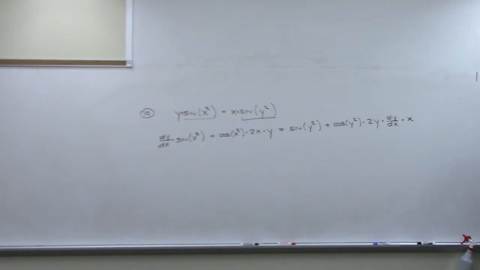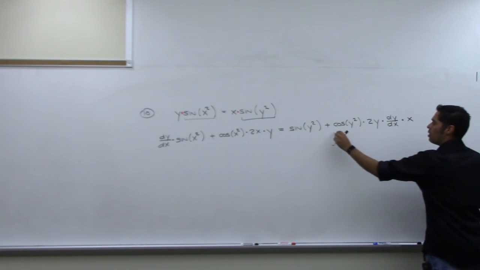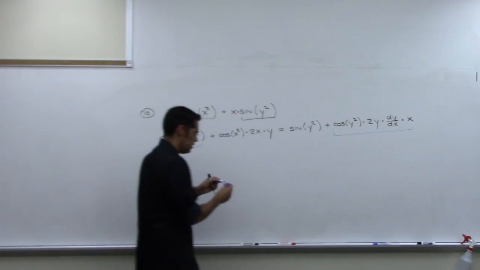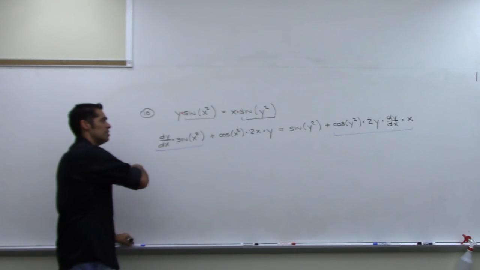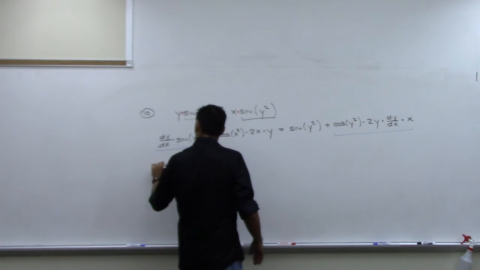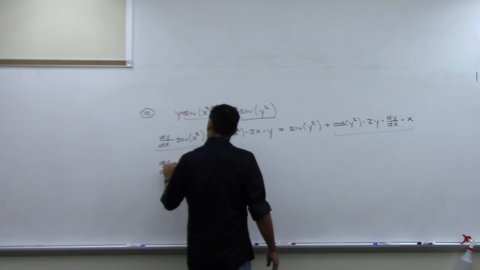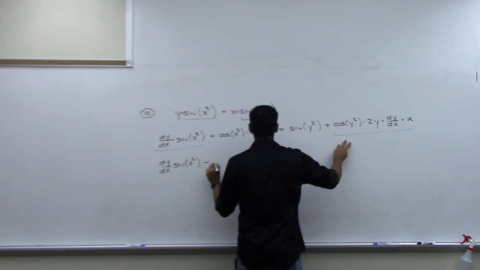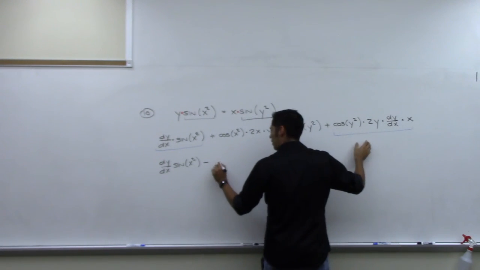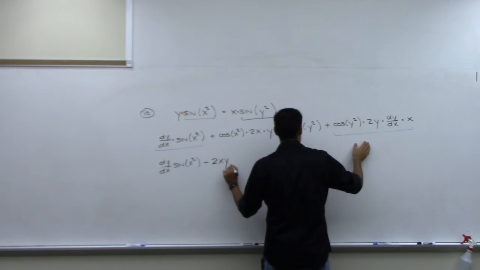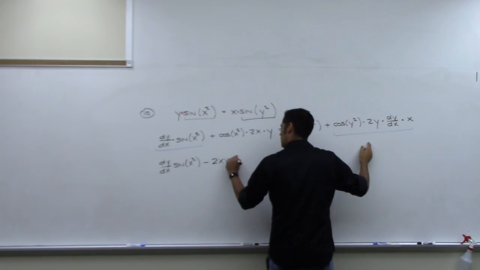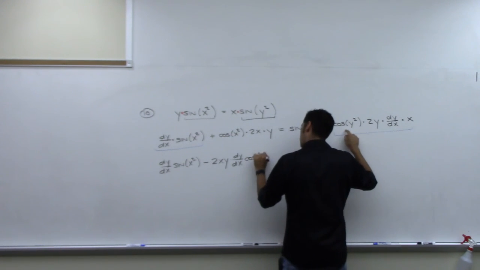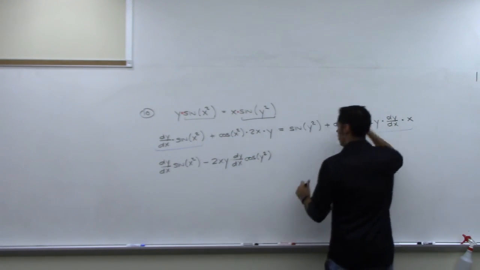Whew. All right. This is all one term, and this is all one term. Those are the terms that have dy/dx in them. I'm going to move those to one side. So dy/dx sine of x squared. When I bring this whole thing over, it's going to be minus. Now I'm going to move all this stuff out front, so 2xy instead of yx, that's fine, times dy/dx times cosine of y squared. Okay, that's all of that moved over.